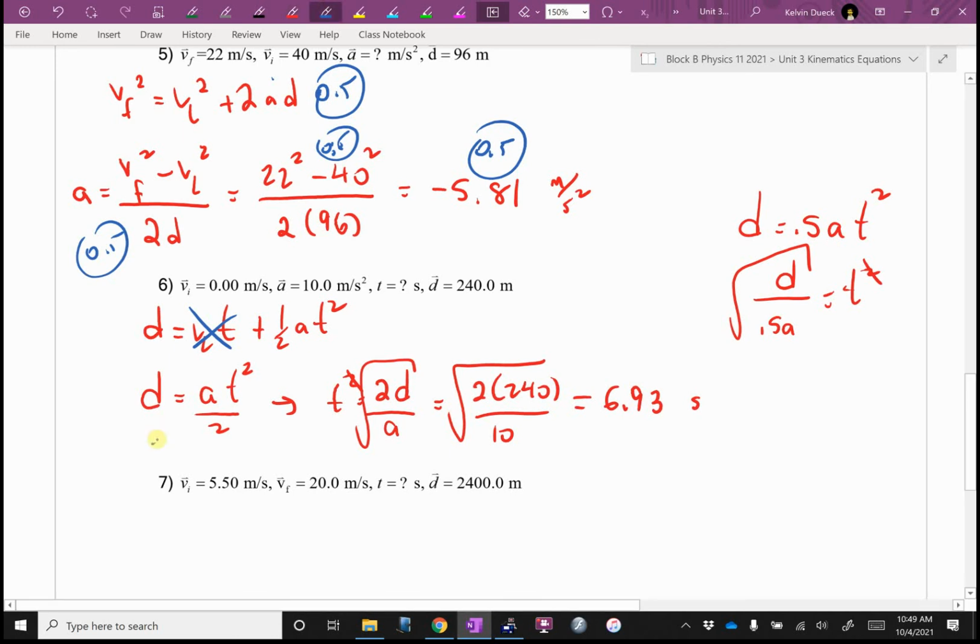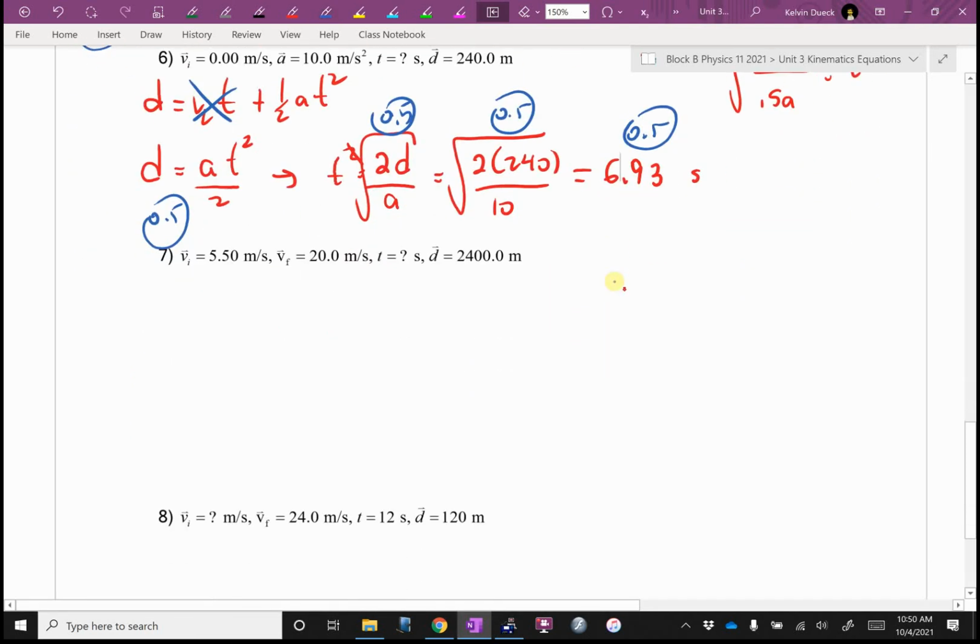As before, half mark for that. Half mark for getting the t by itself. Half mark for the numbers. Half mark for the answer. So, is it ever wise to leave a question completely blank? I'm hoping you can at least figure out which equation, even if you can't take it the rest of the way. Don't leave it blank. Yeah?